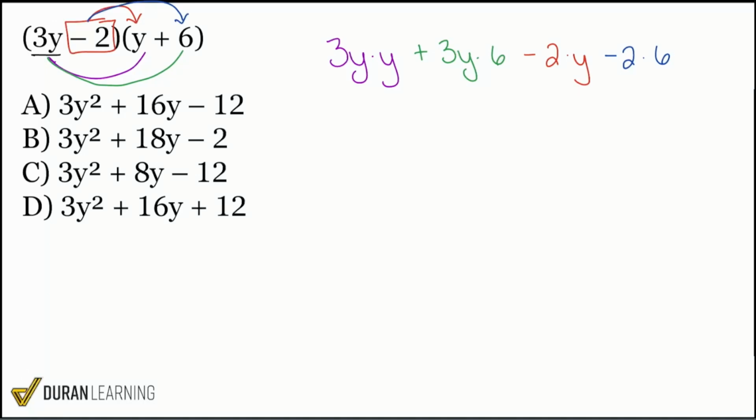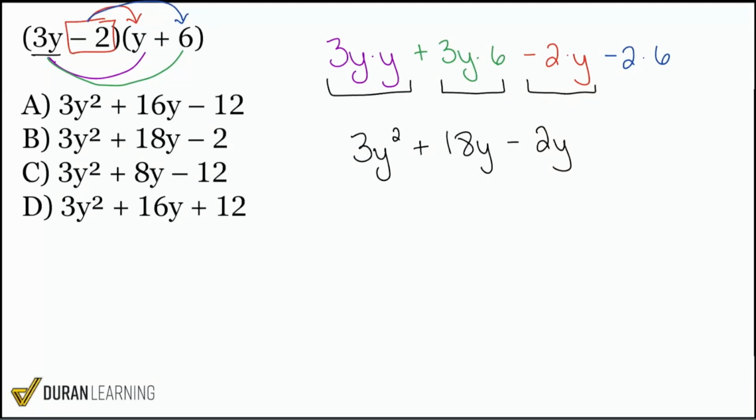Here we go. We'll go with 3y times y. Y times y is going to be y squared. So this turns into 3y squared. Up next, we have 3y multiplied by 6, and that's going to give us 18y. Next, we have negative 2 multiplied by y, which is minus 2y. And lastly, we have negative 2 multiplied by 6, and that's going to be negative 12. So we have one more step to take here, and that is combining like terms.